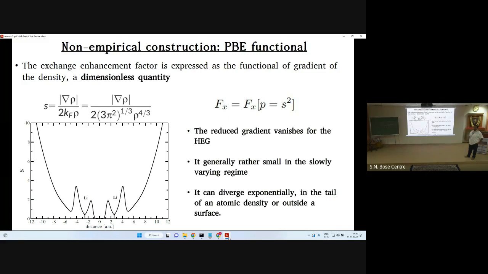When you do this generalized gradient approximation, there is a dimensionless quantity, the enhancement factor. That enhancement factor needs to be written in terms of the reduced density gradient. Using this, the enhancement factor for exchange will be written like this. Okay, so that is the first step towards the construction of the generalized gradient approximation.